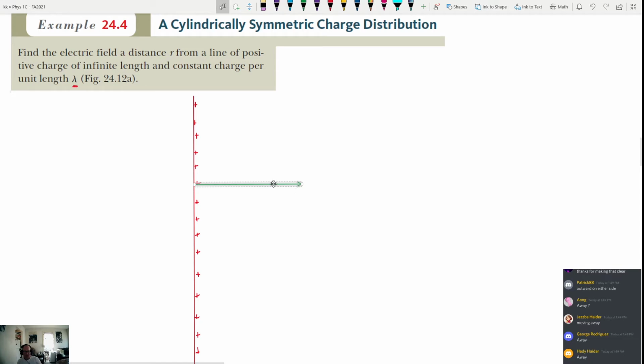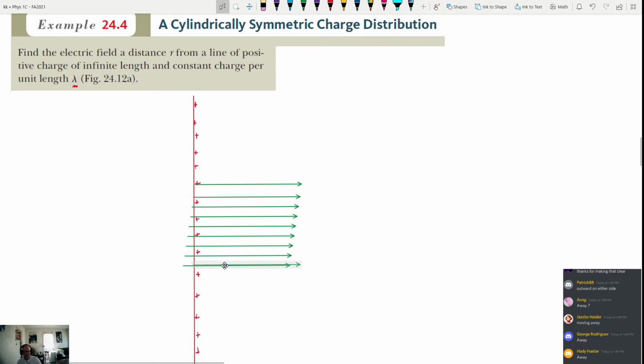Copy, paste. So we're going to have a bunch of field lines like this. And let's spread them out a little bit.